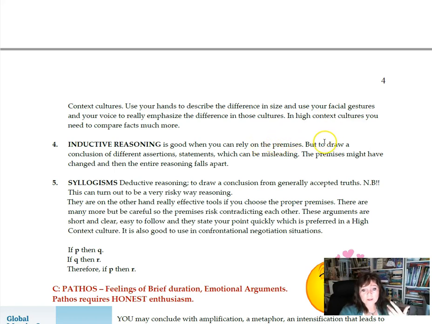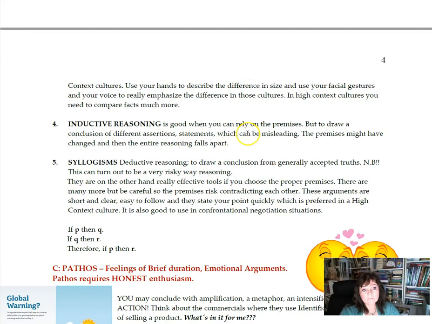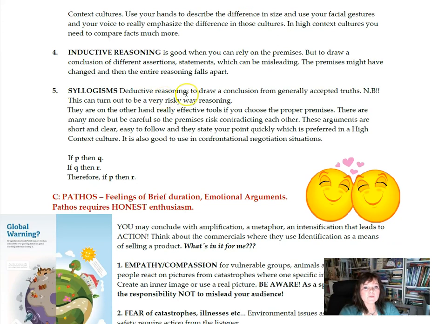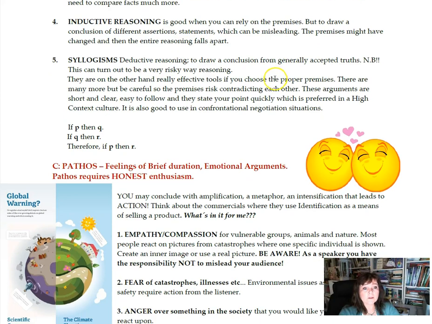So if you are in a culture where people don't use their face so much, be careful. In high context cultures, you need to compare facts much more. You can also have inductive reasoning. It is good if you can rely on the premises, but to draw a conclusion on different assertions, statements, can be misleading. The premises might have changed and the entire reasoning falls apart.